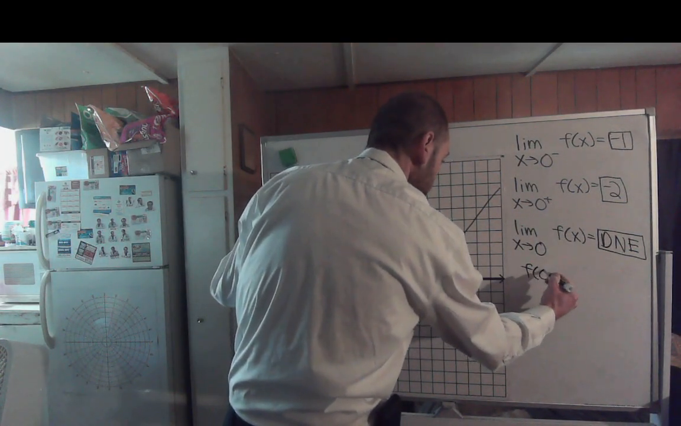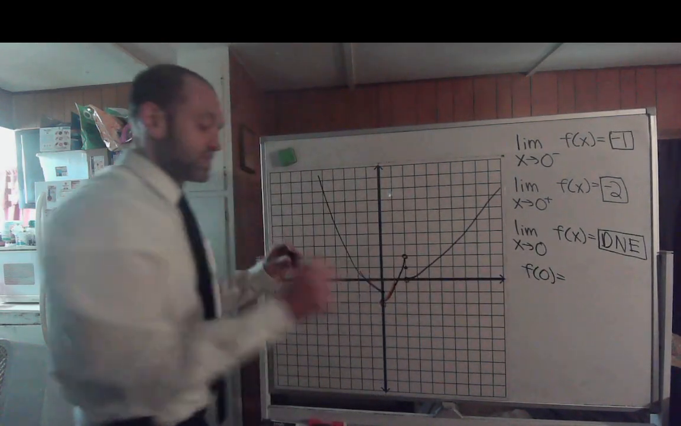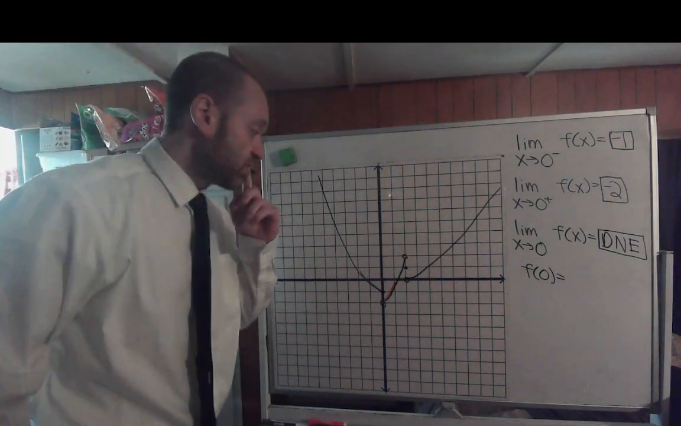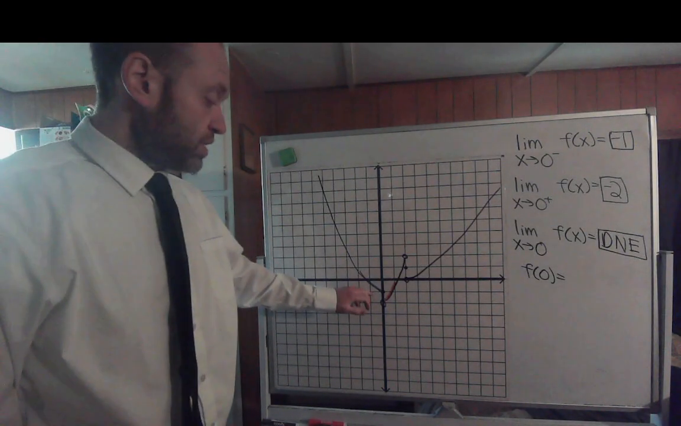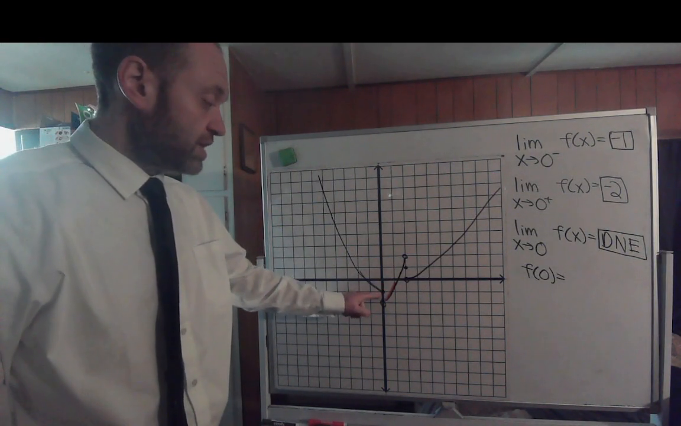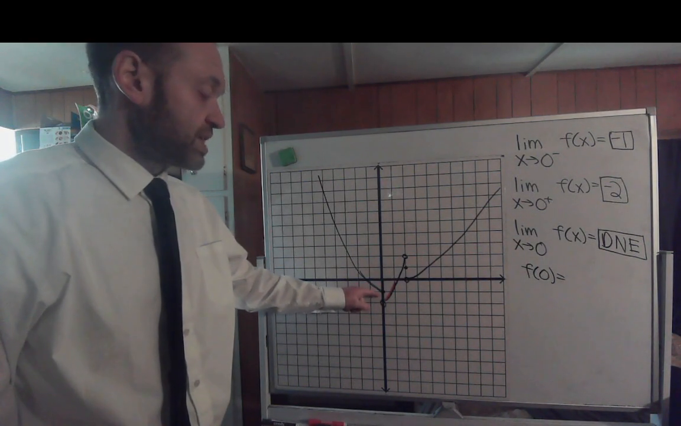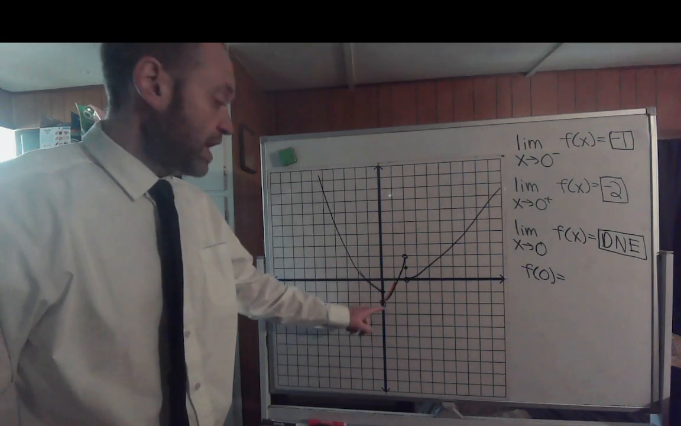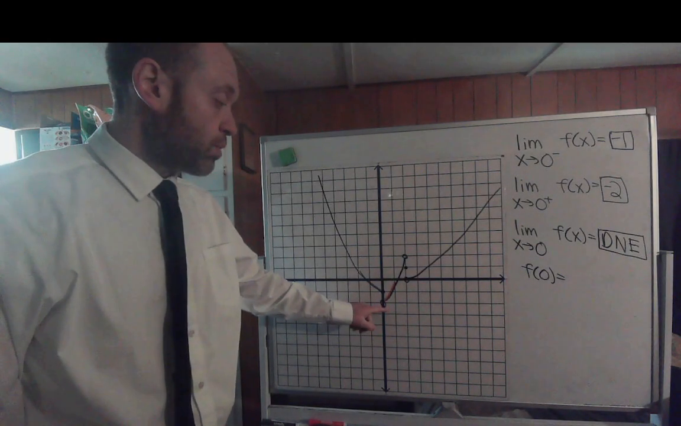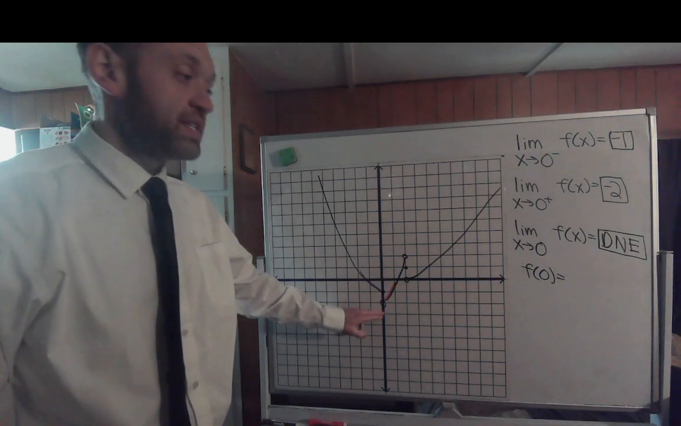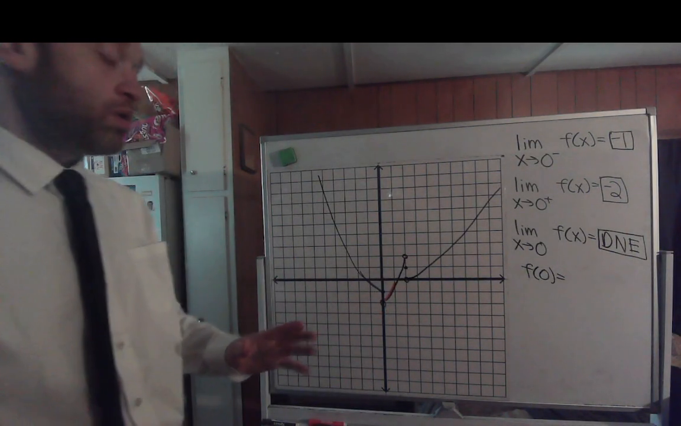Now, here's where it can get a bit tricky. You may also be asked for f of 0. What if you were just simply asked to find f of 0? So notice you have a solid dot here when x equals 0 at -1, and then you have a hole where y equals -2 at that same x value of 0.